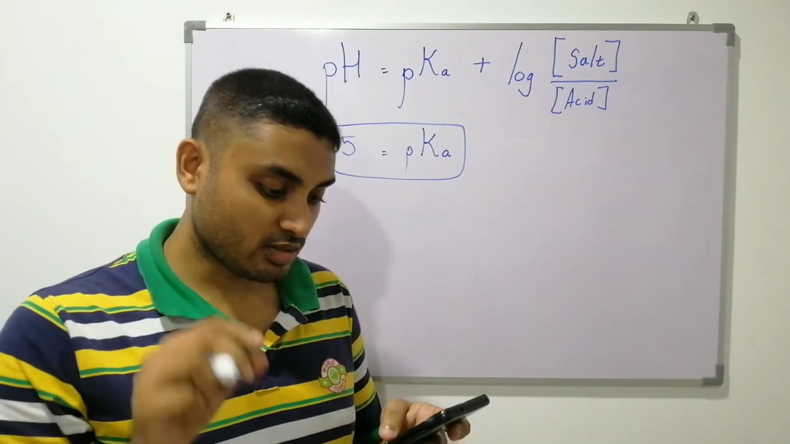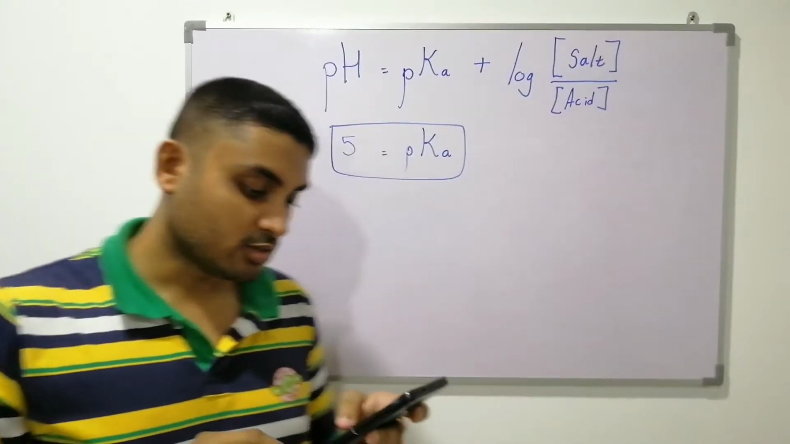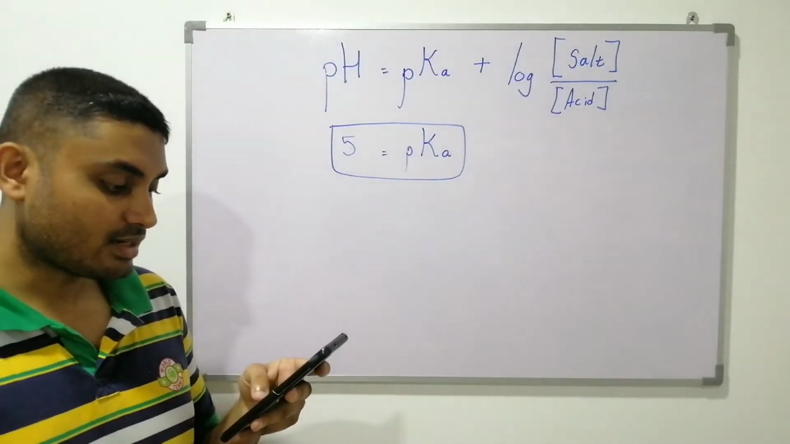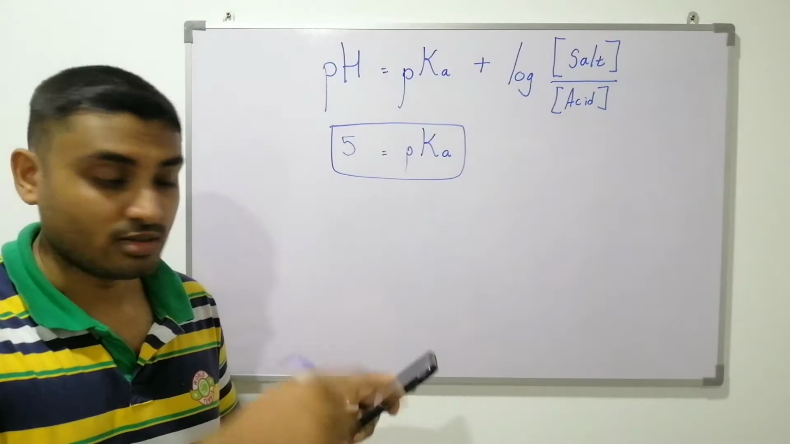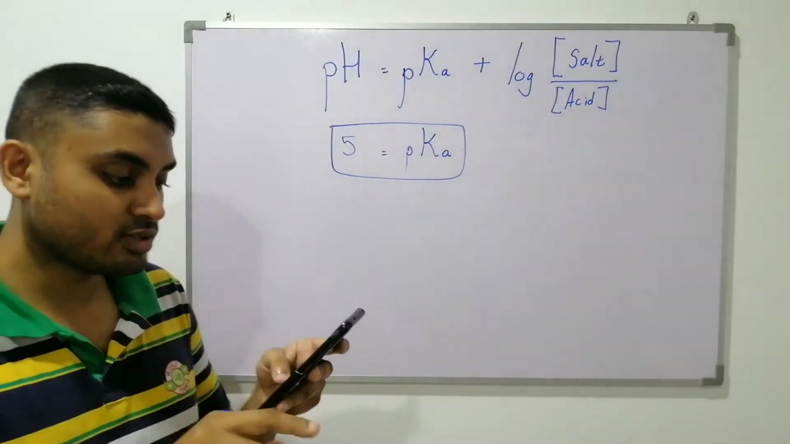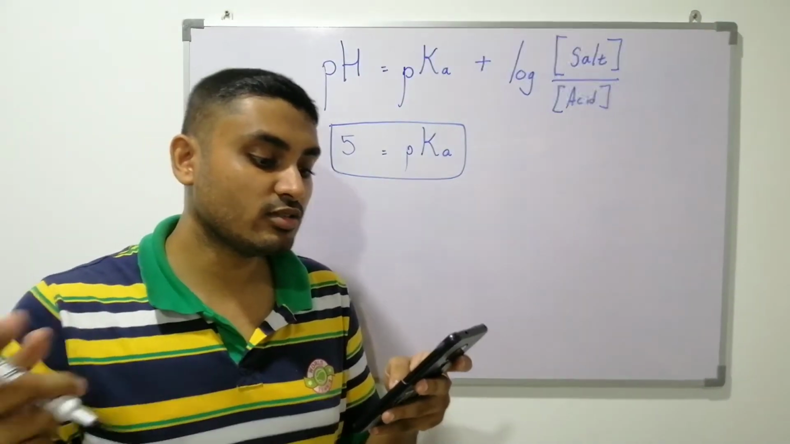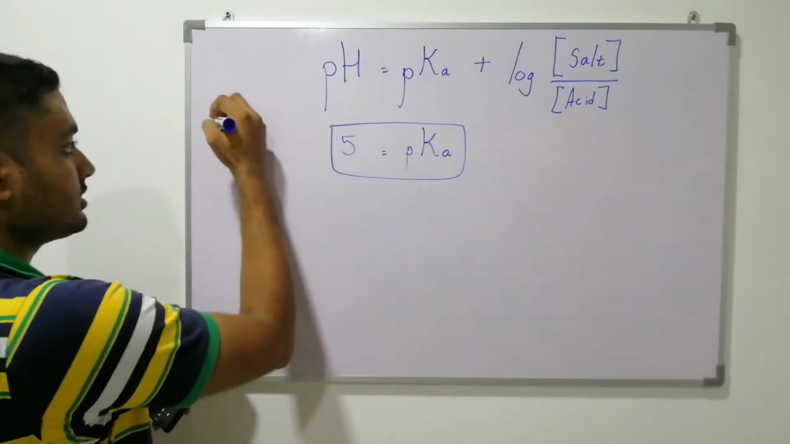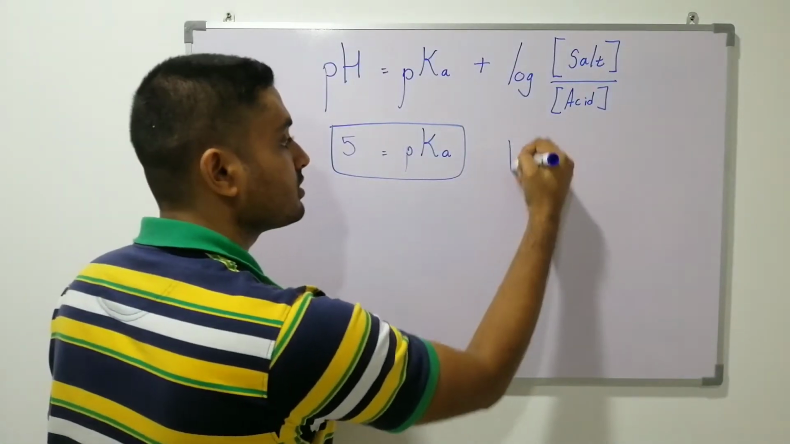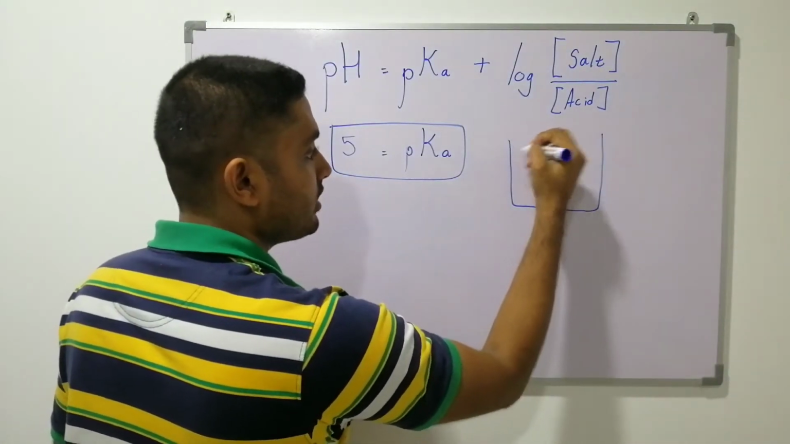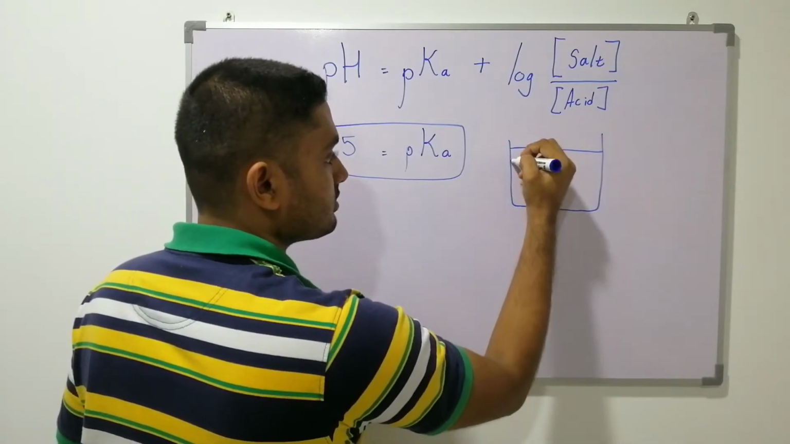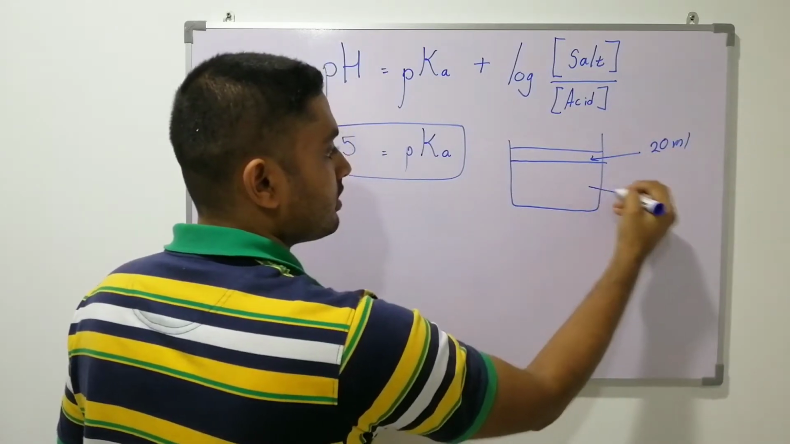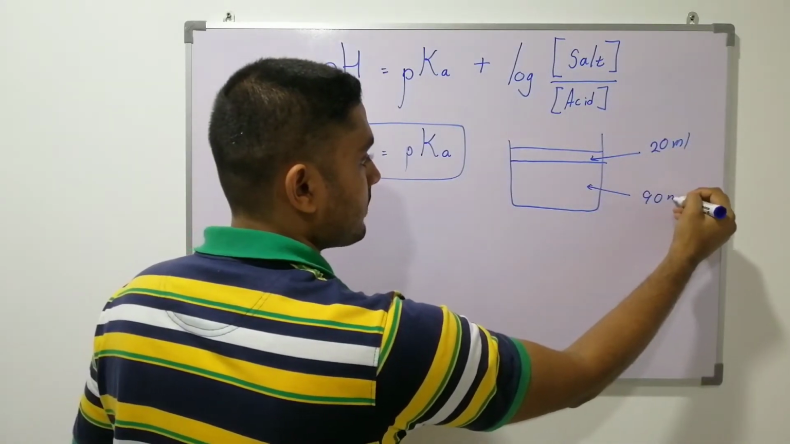Now we are going to the real question. In the real question they are asking the pH of the resultant solution. What resultant solution? When 20 milliliters of this buffer solution was mixed with 90 milliliters of 0.1 molar weak acid solution. Let's draw a diagram: here 20, and here you have 90 milliliters.